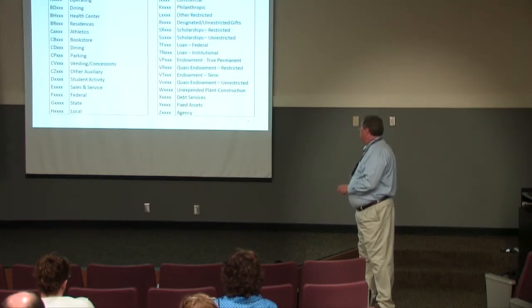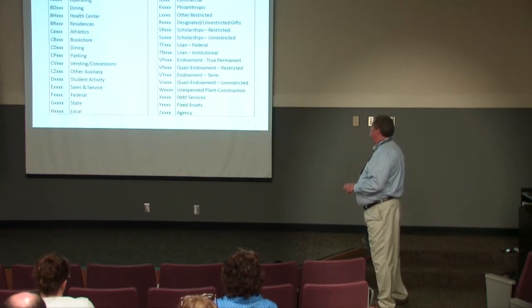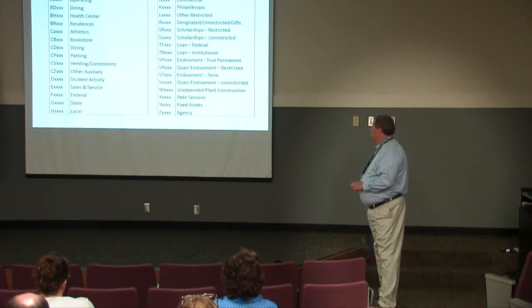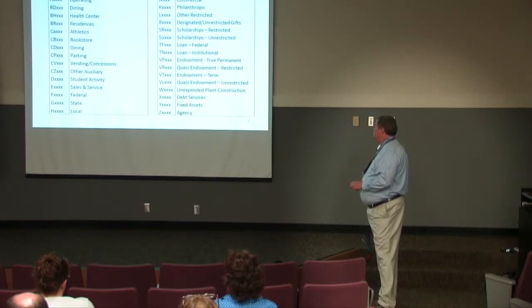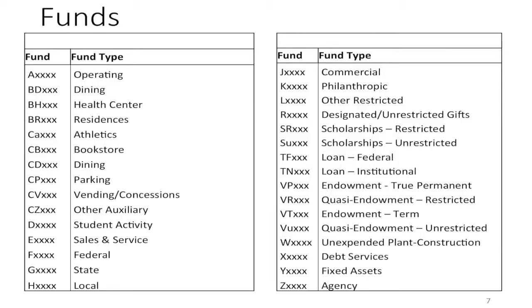Probably a very small population of people, mostly in Columbia, in the controller's office, deal with these V funds. But we broke those out also. If you see a VP, that's a true permanent endowment. If you see a VR, it's a quasi-restricted, and VT for term, and quasi-endowment unrestricted VU. Then we go to the W's, same, they've always been unexpended plant. X's for debt service, Y's for fixed assets, and every campus has a Z, at least one Z.